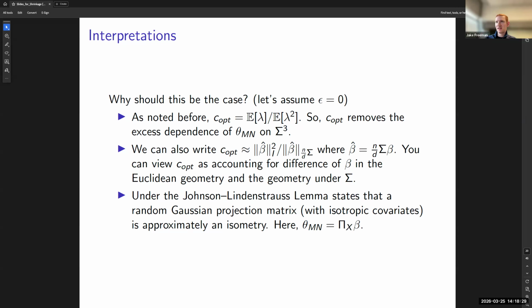A third and more interesting one relates to the Johnson-Lindenstrauss lemma, which states that a random Gaussian projection matrix with isotropic covariance, with all the entries generated from normal 0, 1, is approximately an isometry. Here, when we remove the noise, we have a Gaussian projection matrix that's anisotropic. So the basic idea is that maybe the scaling helps bring you back up to where you need to be in isometry.